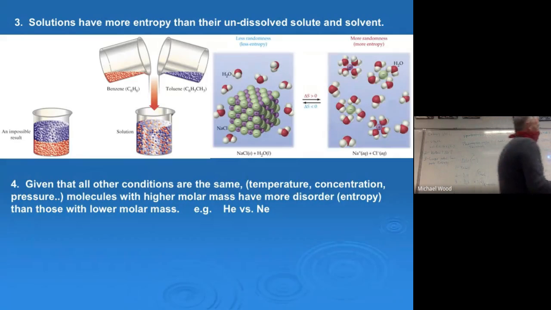And we're going to look at a table here. We'll look at some of these. But if I compare helium to neon, neon's on the shirt I just showed you. Well, neon is element 10 and helium is element 2. So helium would have less entropy because it's smaller, and neon would have more entropy because it's larger.